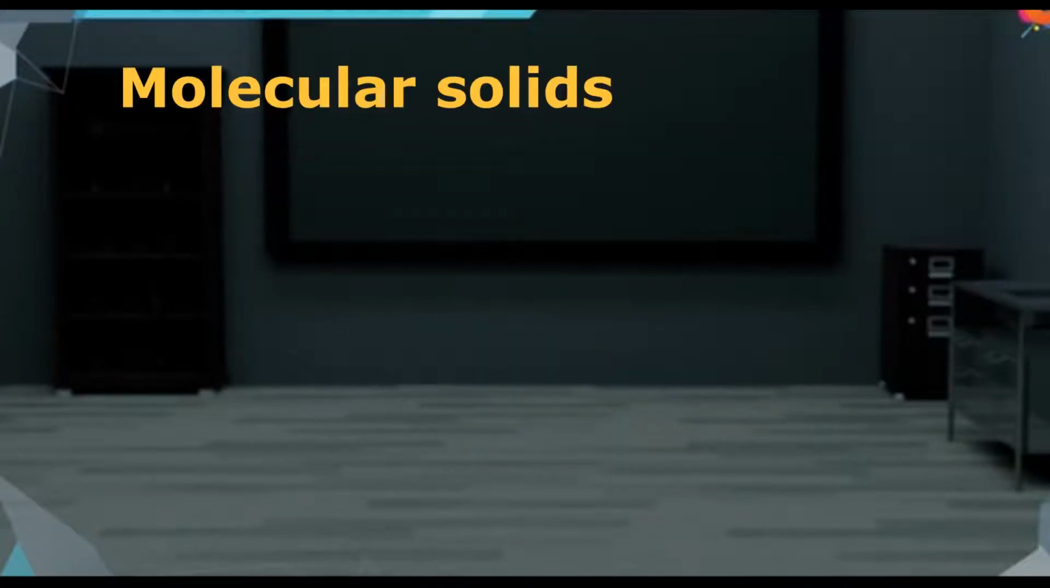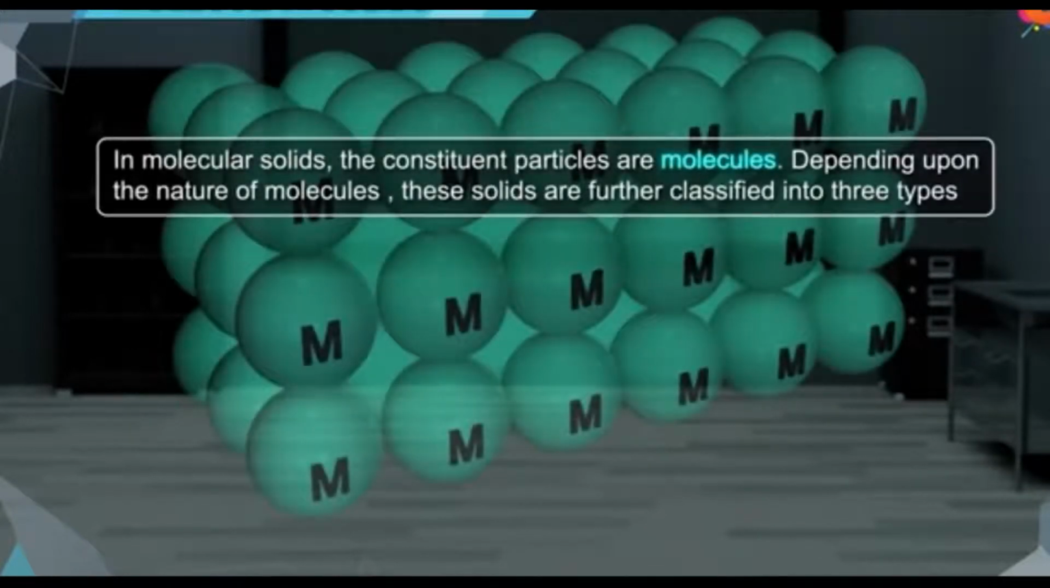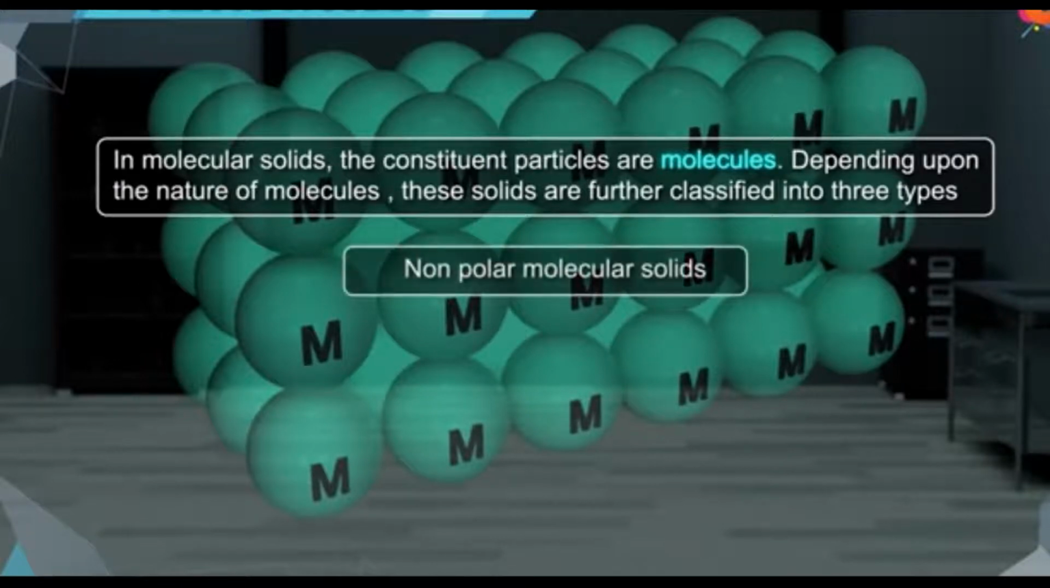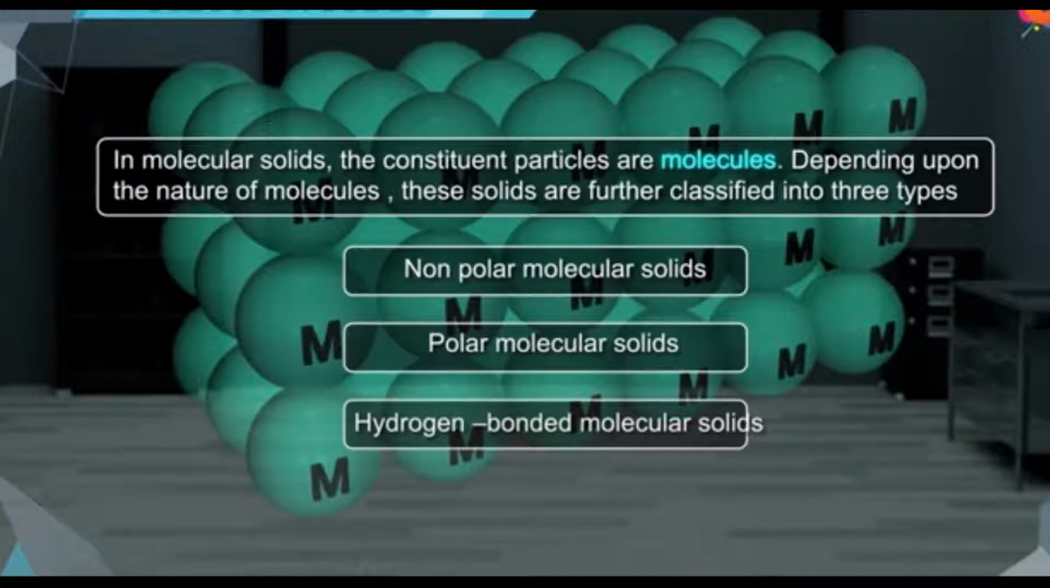Molecular solid. In molecular solids, the constituent particles are molecules. Depending upon the nature of molecules, these solids are further classified into 3 types: non-polar molecular solids, polar molecular solids, and hydrogen bonded molecular solids.